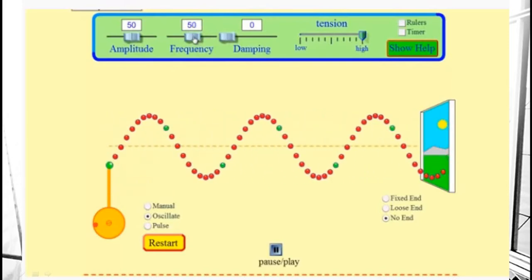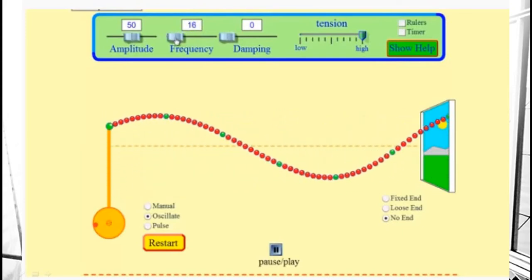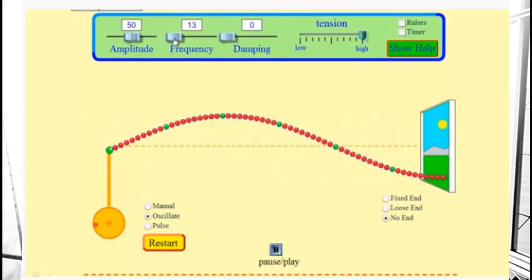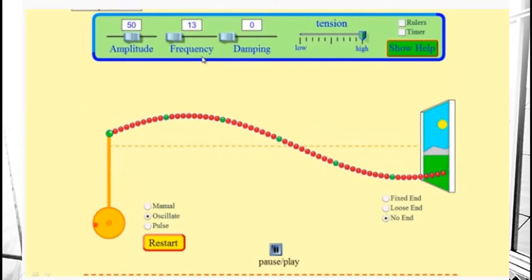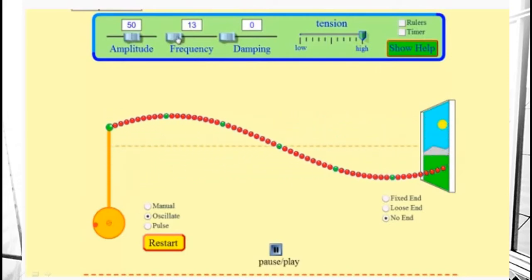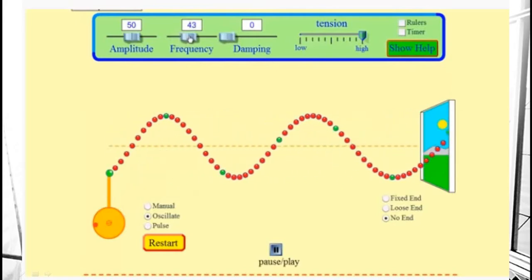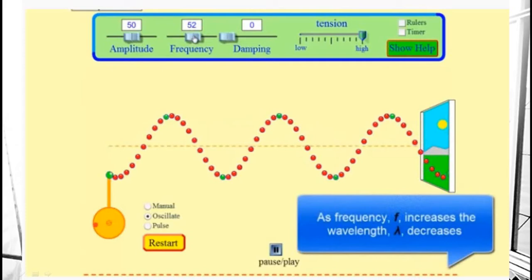So let's start with a low frequency wave. And we can see right away when I create a nice low frequency wave, very few waves per second, the wavelength is quite long. And if I create a higher frequency wave, more waves per second, it in turn creates shorter waves. The wavelength gets smaller.